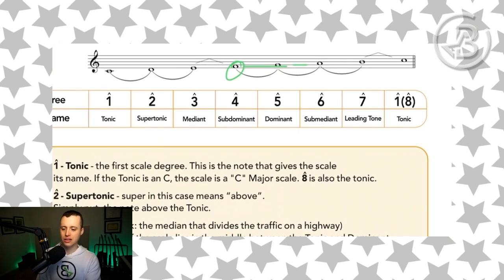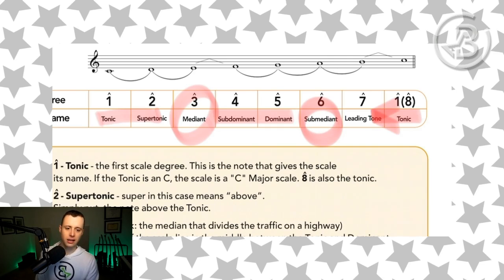Scale degree 6 is called the submediant. Now it's called the submediant because it's between the dominant and the octave of the tonic. It's not like the mediant, where there was 2 and 2 and it was right in the middle. But the submediant is right here, below the tonic's octave and above the dominant. So we're going to call that the submediant.